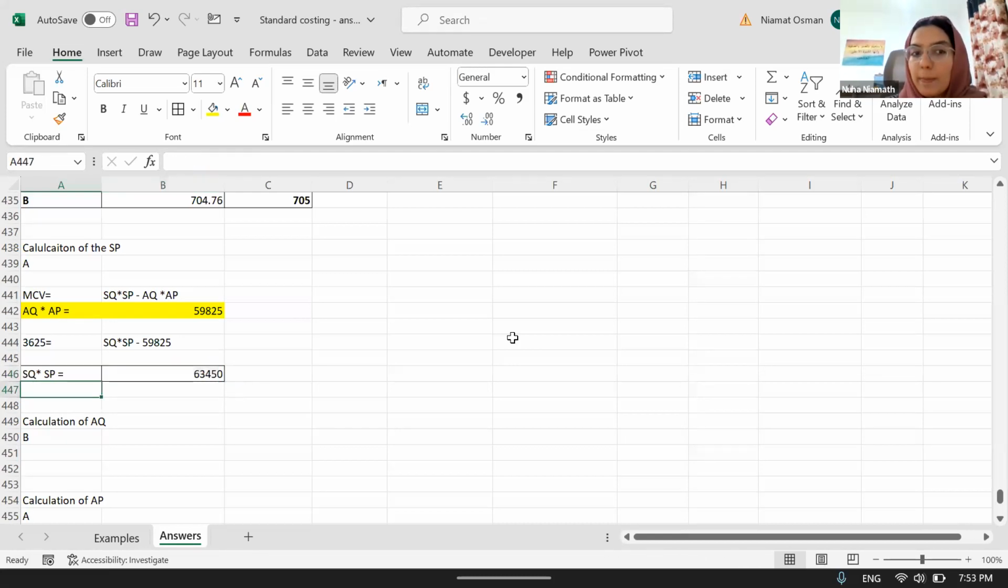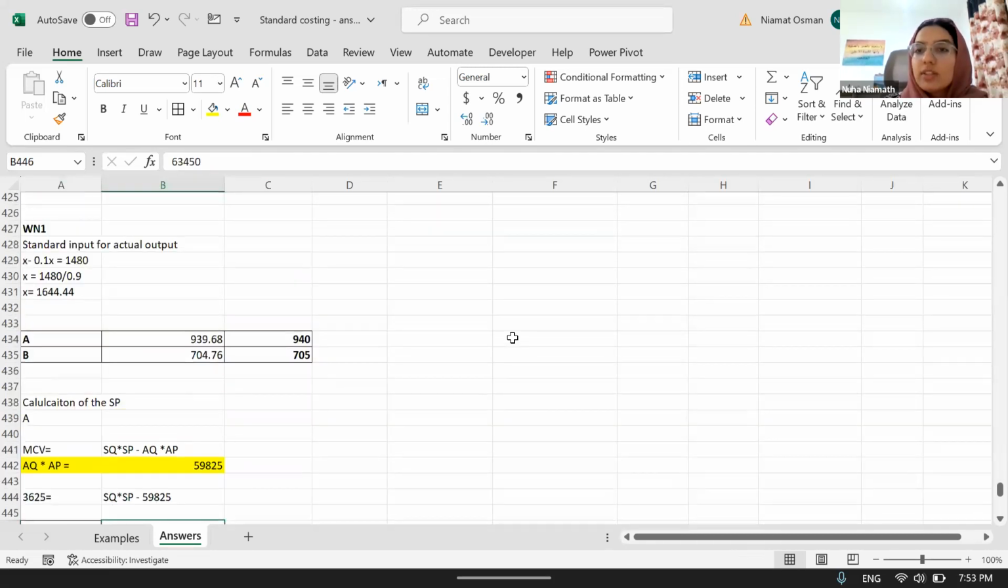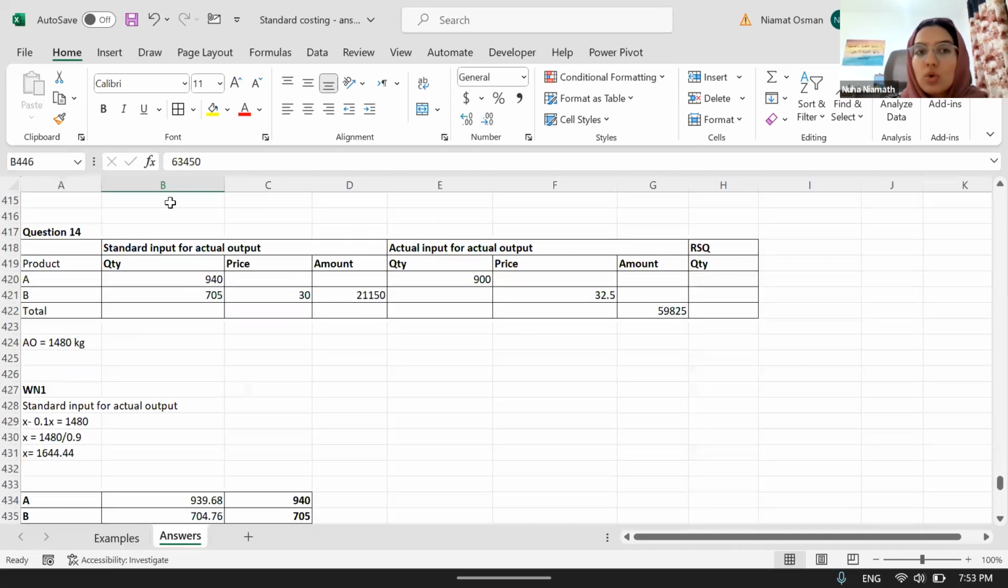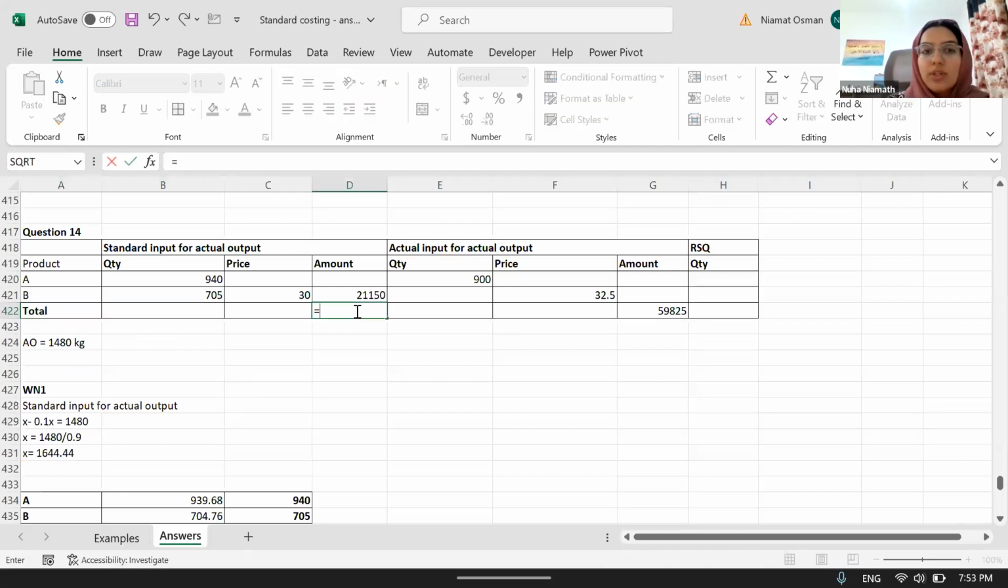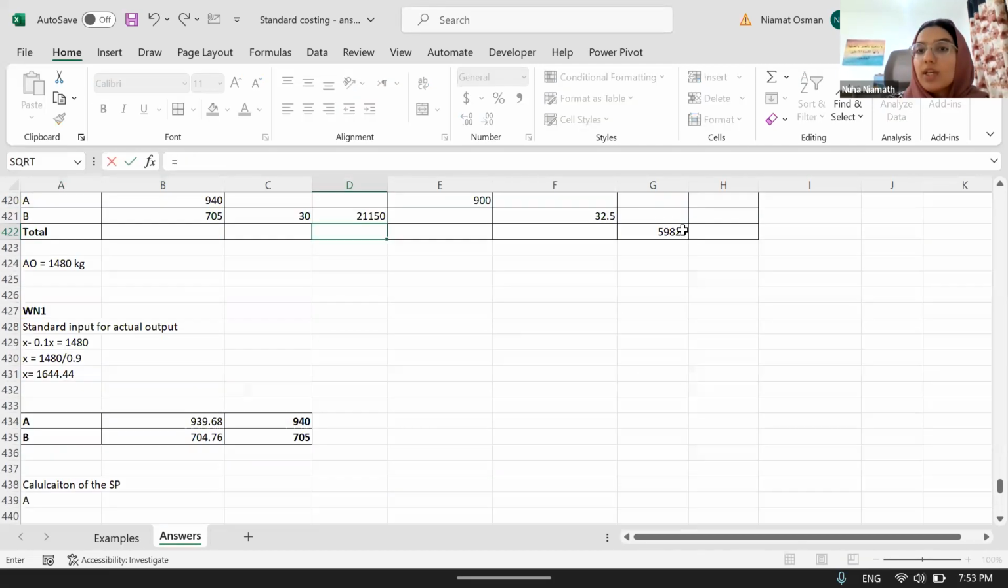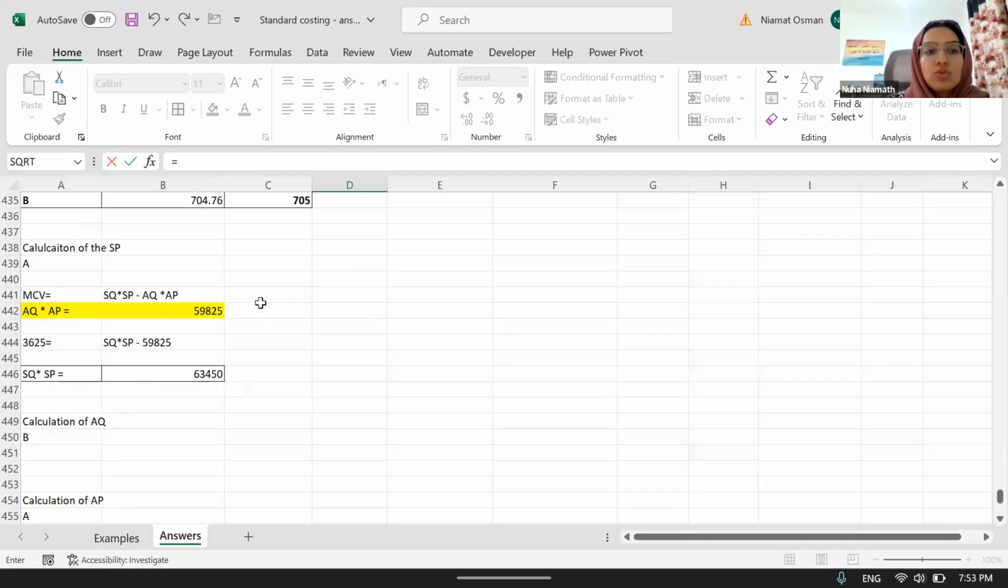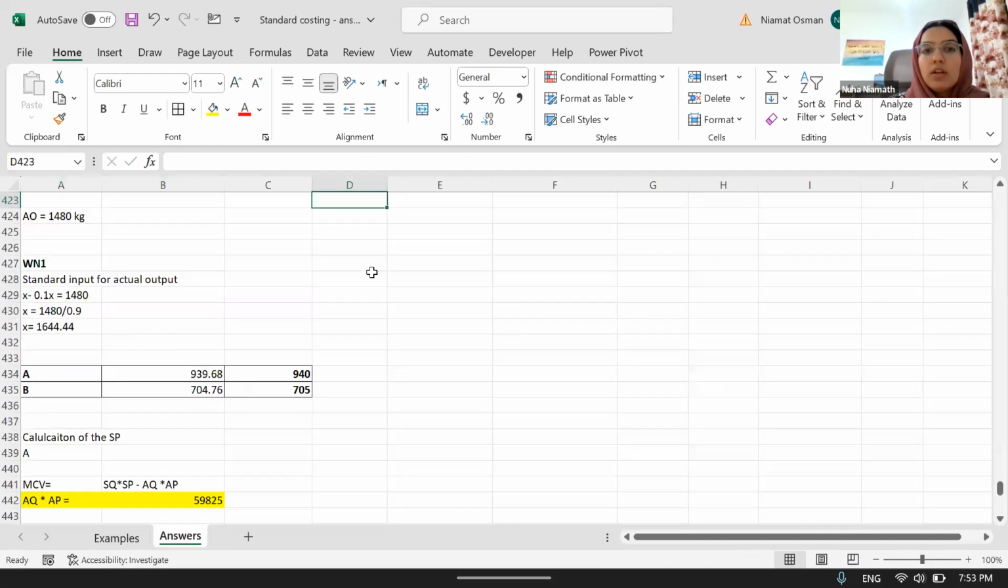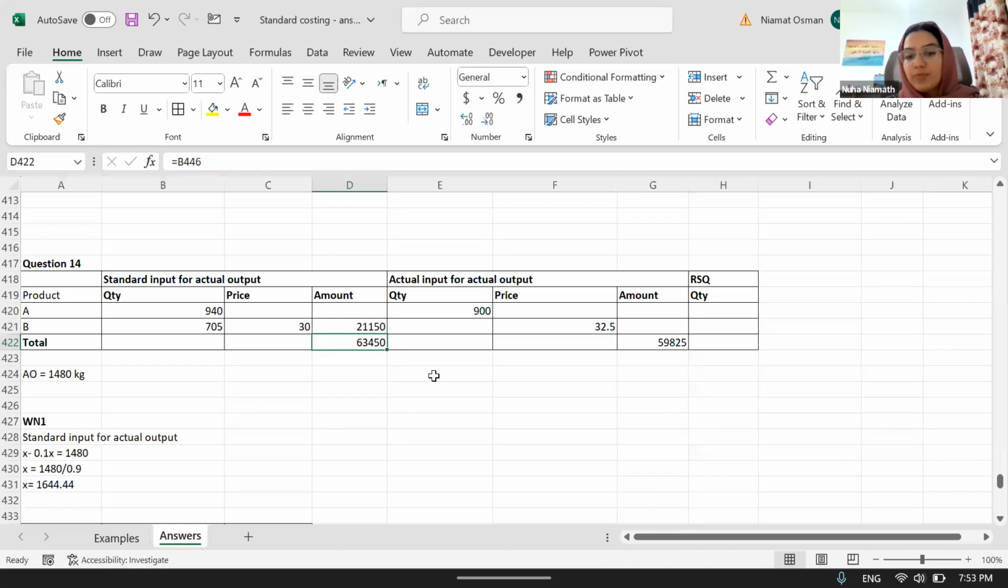Everybody understood this? Yes. Okay. What is 63,450? SQ into SP, which is the total of this table. So this total amount that is there here now, that is our SQ into SP, just like how this was AQ into AP. So we'll go here, we'll give it a link and we'll get this here. So the total amount is 63,450.